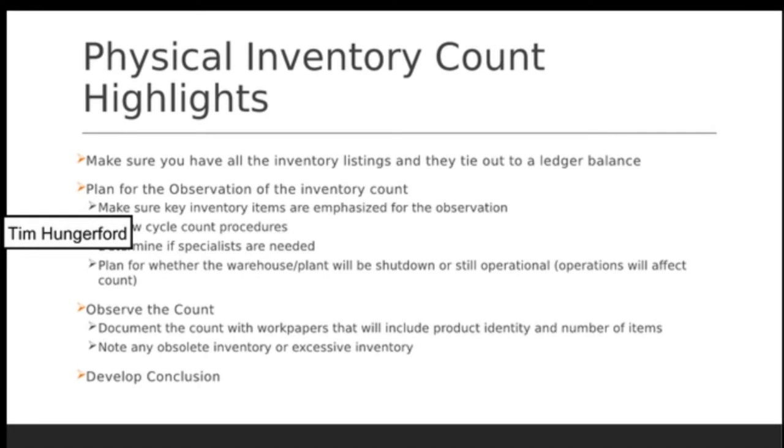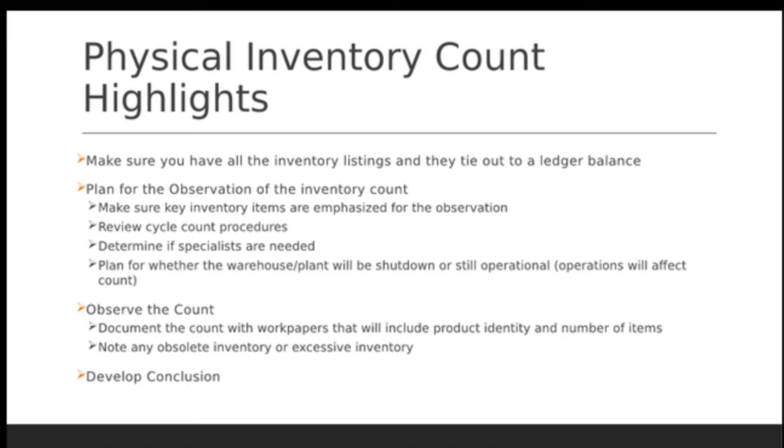So you're likely going to be doing an observation of an inventory count if you're an external auditor. Doing it internally, you might review the documents from an internal audit perspective, but you want to make sure that you have all the inventory listings and they all tie out to the general ledger balance, because that's how you determine whether you have all the listings or not. So then you plan for the observation of that inventory count. You make sure that every inventory item that needs to be emphasized is put in that observation.